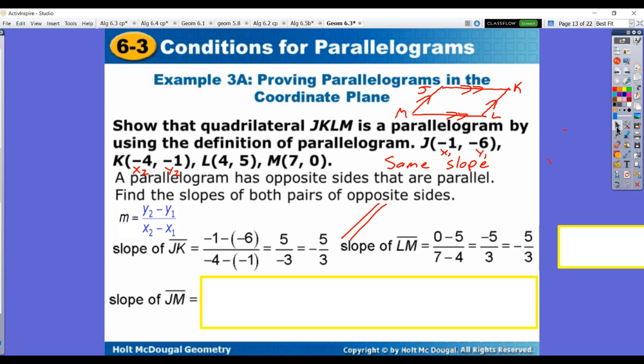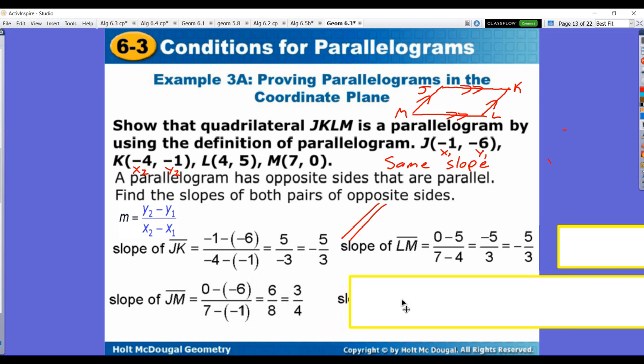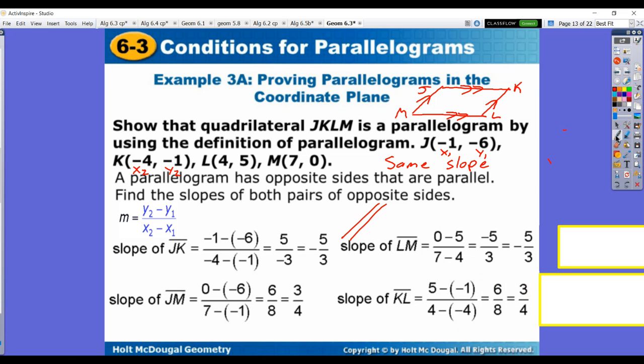Now let's take a look at our other two sides. We have JM and we have LK. The slope of JM comes out to 3/4 after that's been calculated. The slope of KL also comes out to 3/4. So these two sides are parallel. So yes, indeed, we do have a parallelogram, and we've shown that by calculating the slopes. That's what you would do in a situation like that.